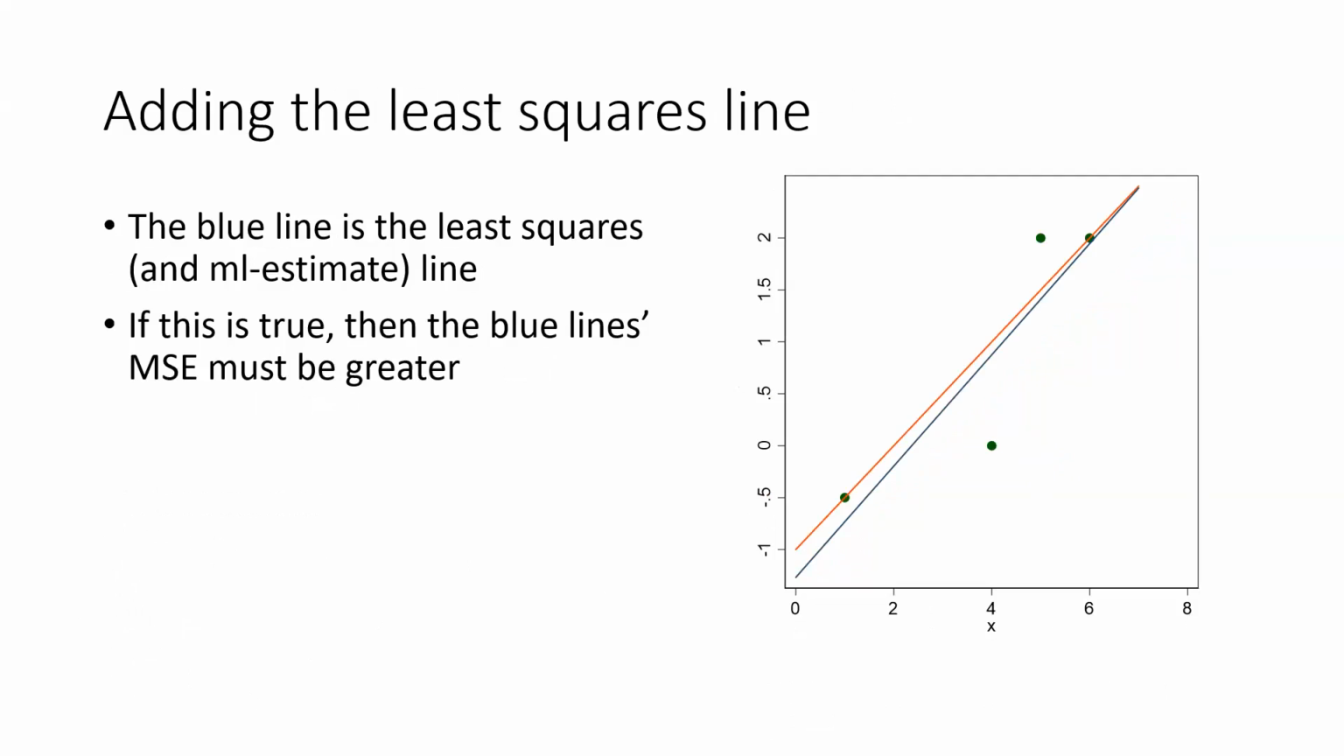I have superimposed now the least squares regression line, which is this blue color here. And for the least squares regression line, we can get the mean squared error automatically from the computer output. And that's on the next page.